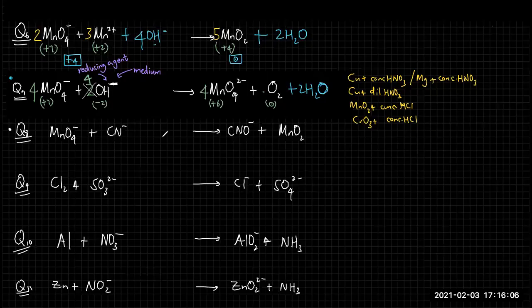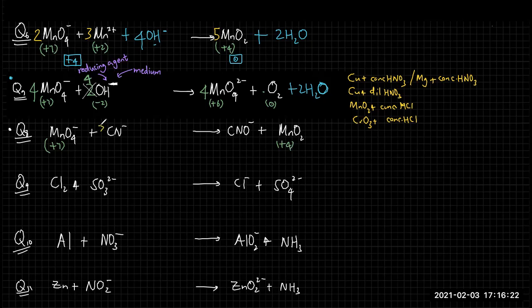Now let's move on to the 8th question. Permanganate, as usual, is +7. Now we have CN minus and CNO minus. +7 permanganate has gone to +4. The difference is 3. Let's settle it down.